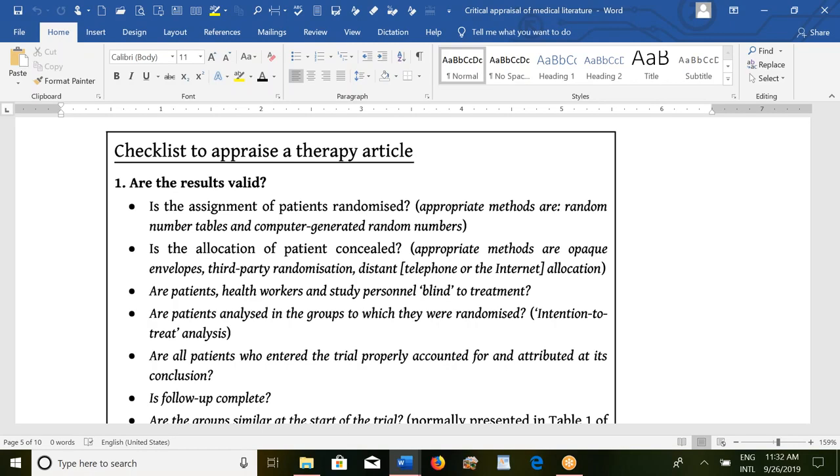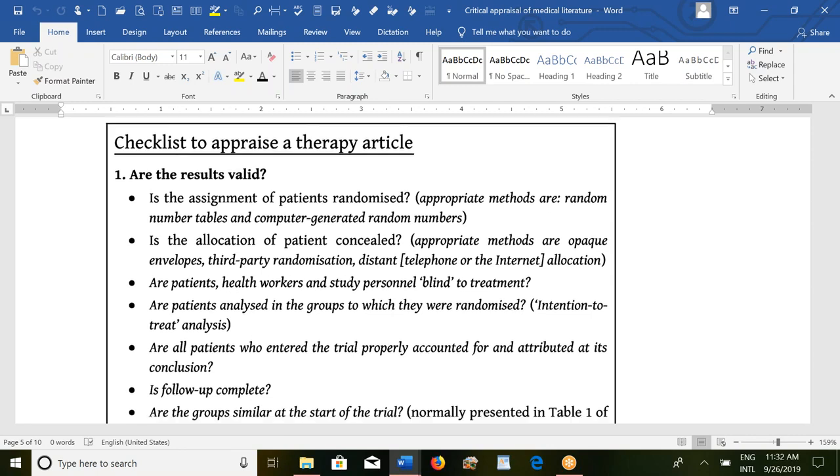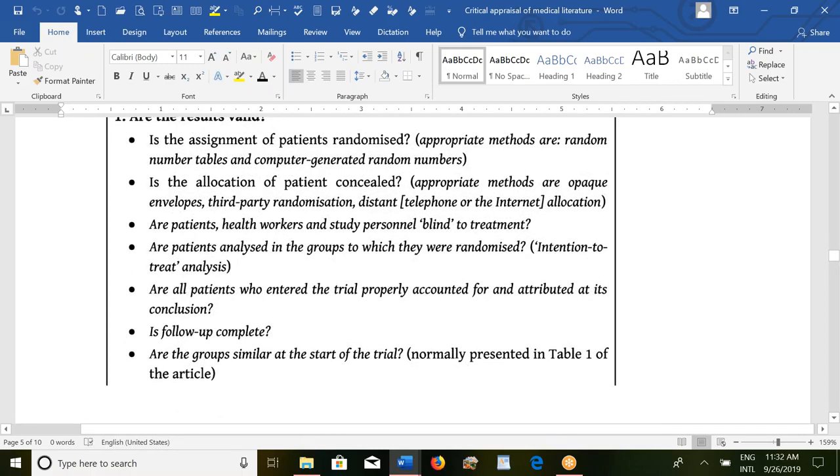Then, are patients, health workers, and study personnel blind to treatment? Then, are patients analyzed in the groups to which they were randomized? So this is intention to treat analysis. Then, are all patients who entered the trial properly accounted for and attributed at its conclusion?